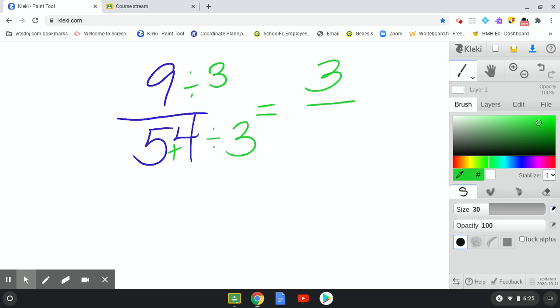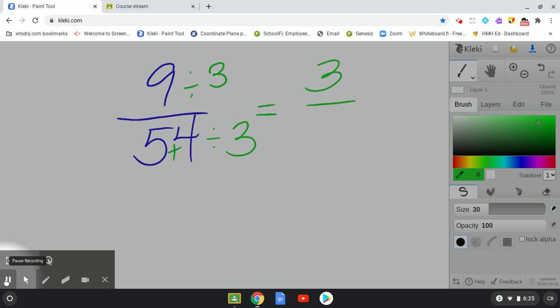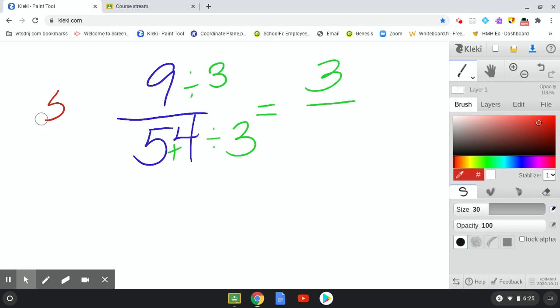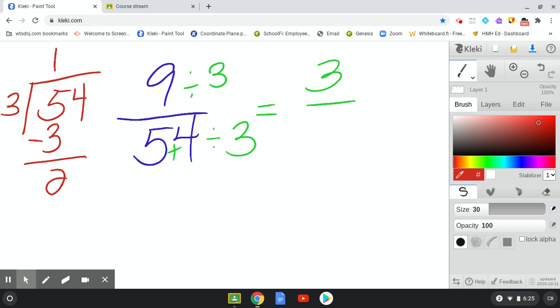So now we're looking at 3 going into 54 how many times? So if you need to do the math, you do it on the side. So 54 divided by 3. 3 goes into 5 one time. 1 times 3 is 3. Left with 2. Bring down the 4. 3 goes into 24 8 times, exactly. So that gives us 18 here.